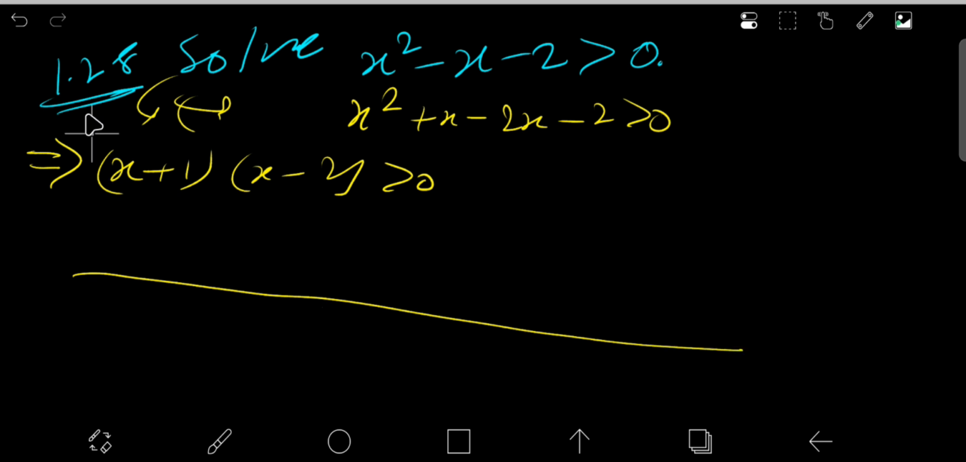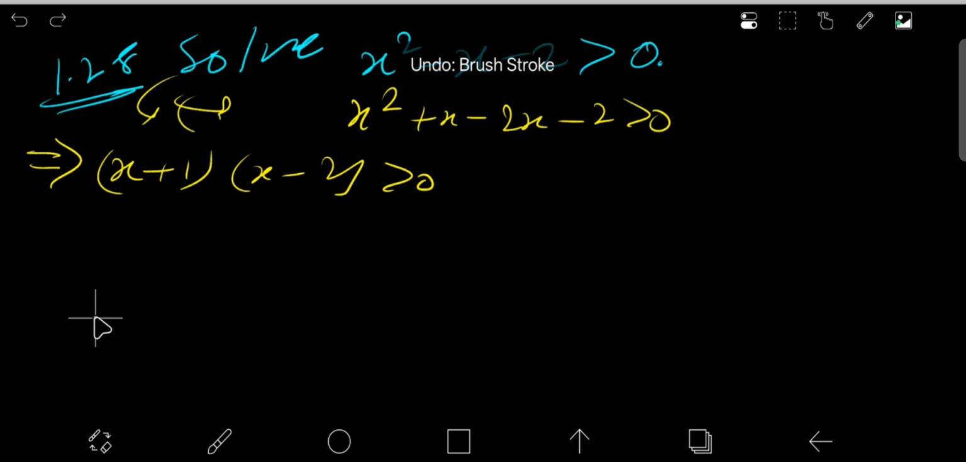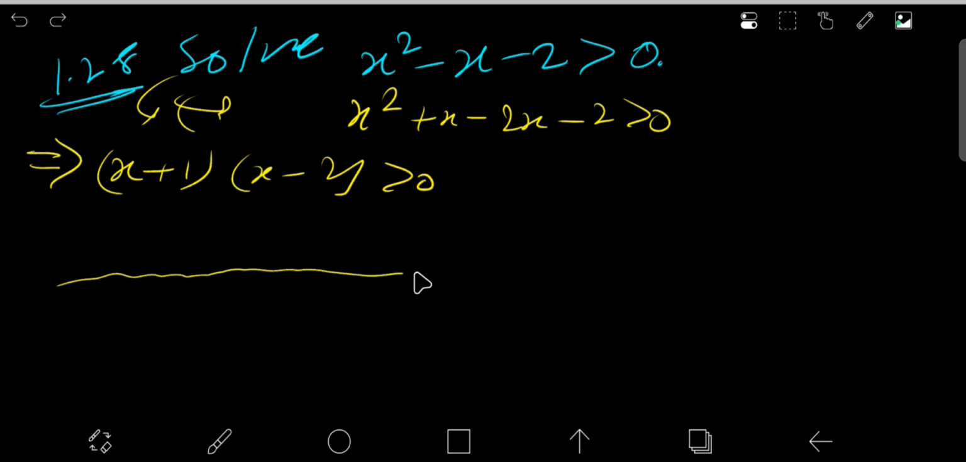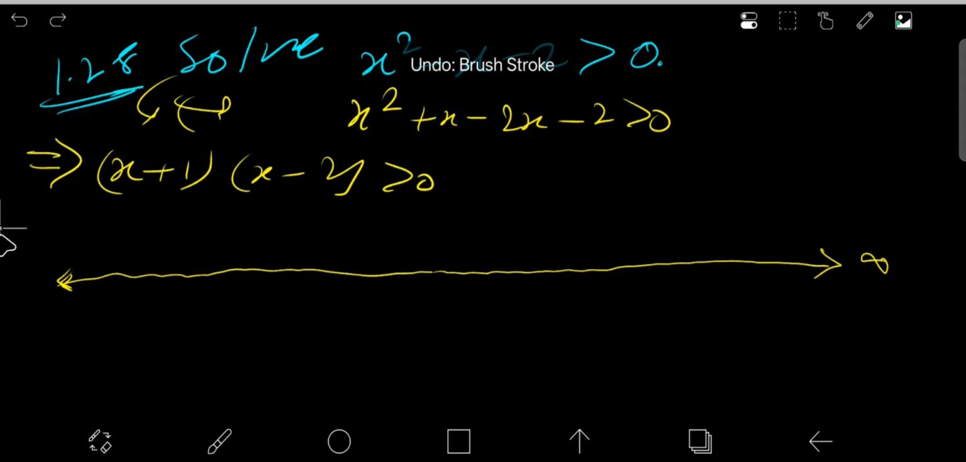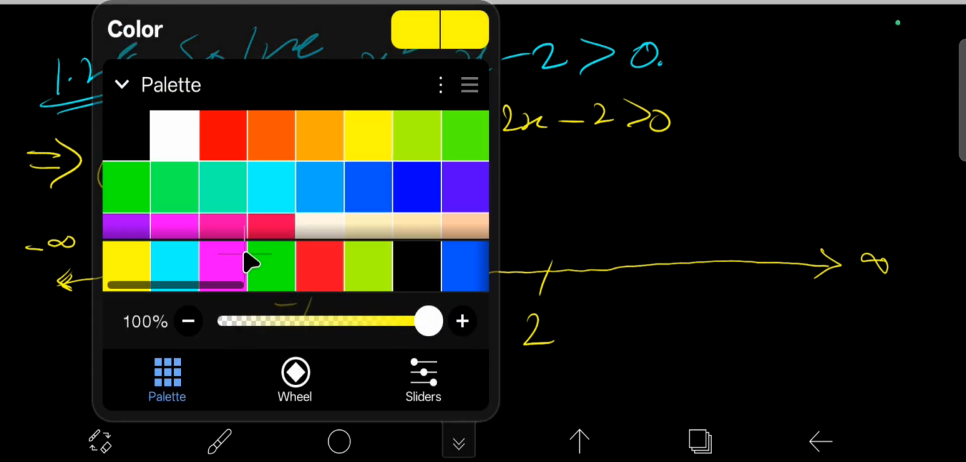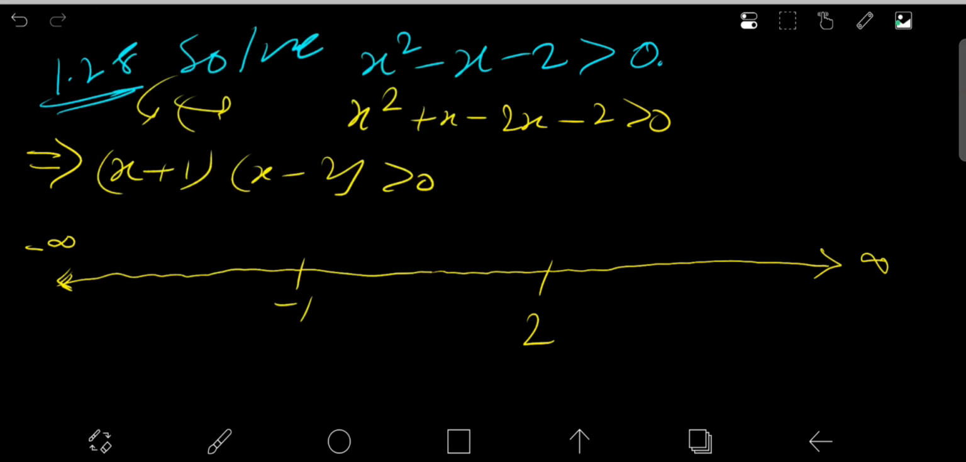Now we draw a real number line. This side is plus infinity and this side is minus infinity. The first root is minus 1, so we take minus 1 here, and this gives 2, so we take 2 here. And the rule is, in the rightmost interval you put a plus sign, meaning positive.